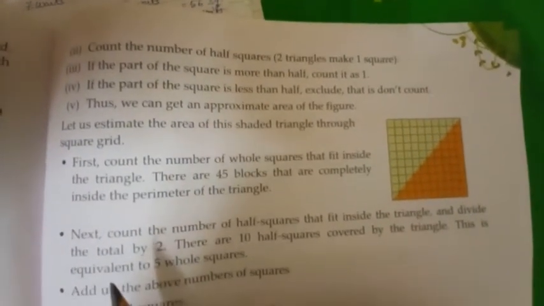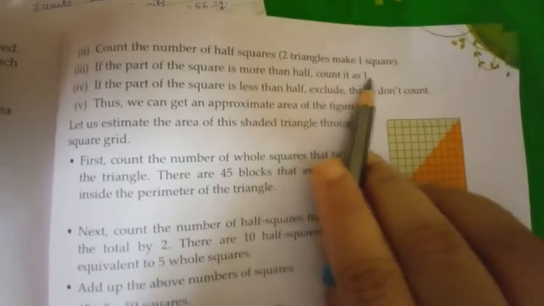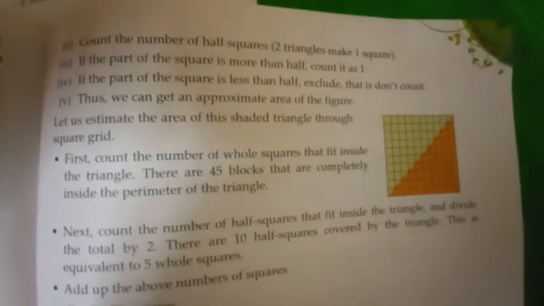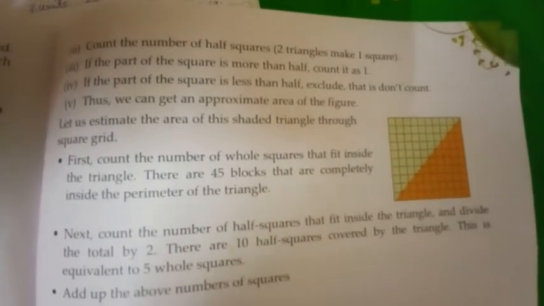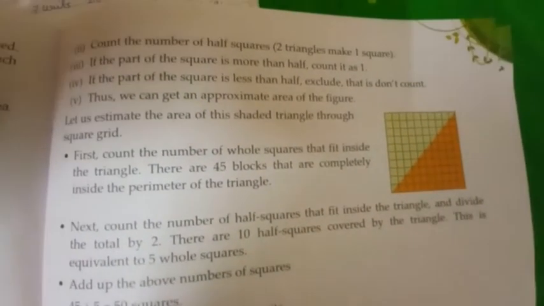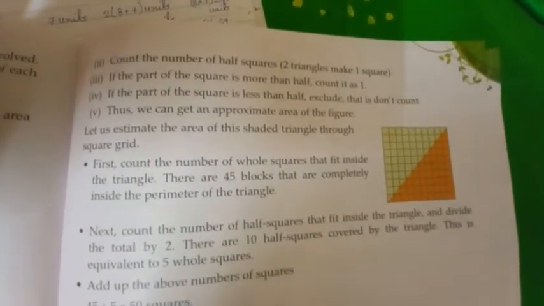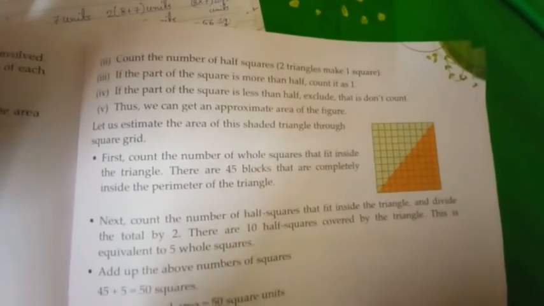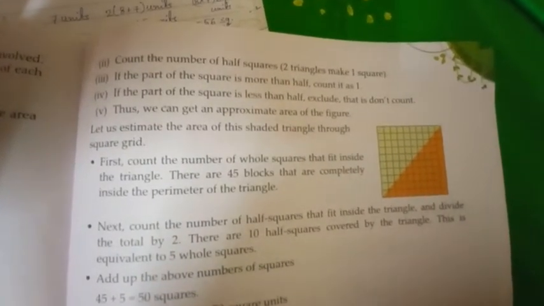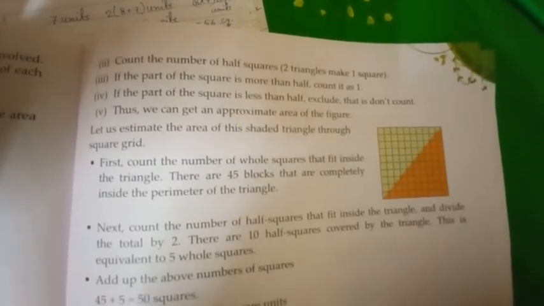If the part of the square is more than half, count it as 1. So when you draw the triangle, if you see that the triangle covers more than half of a square, then you have to count it as 1. If the part of the square is less than half, exclude it, that is, do not count it. Thus we can get an approximate area of the figure.